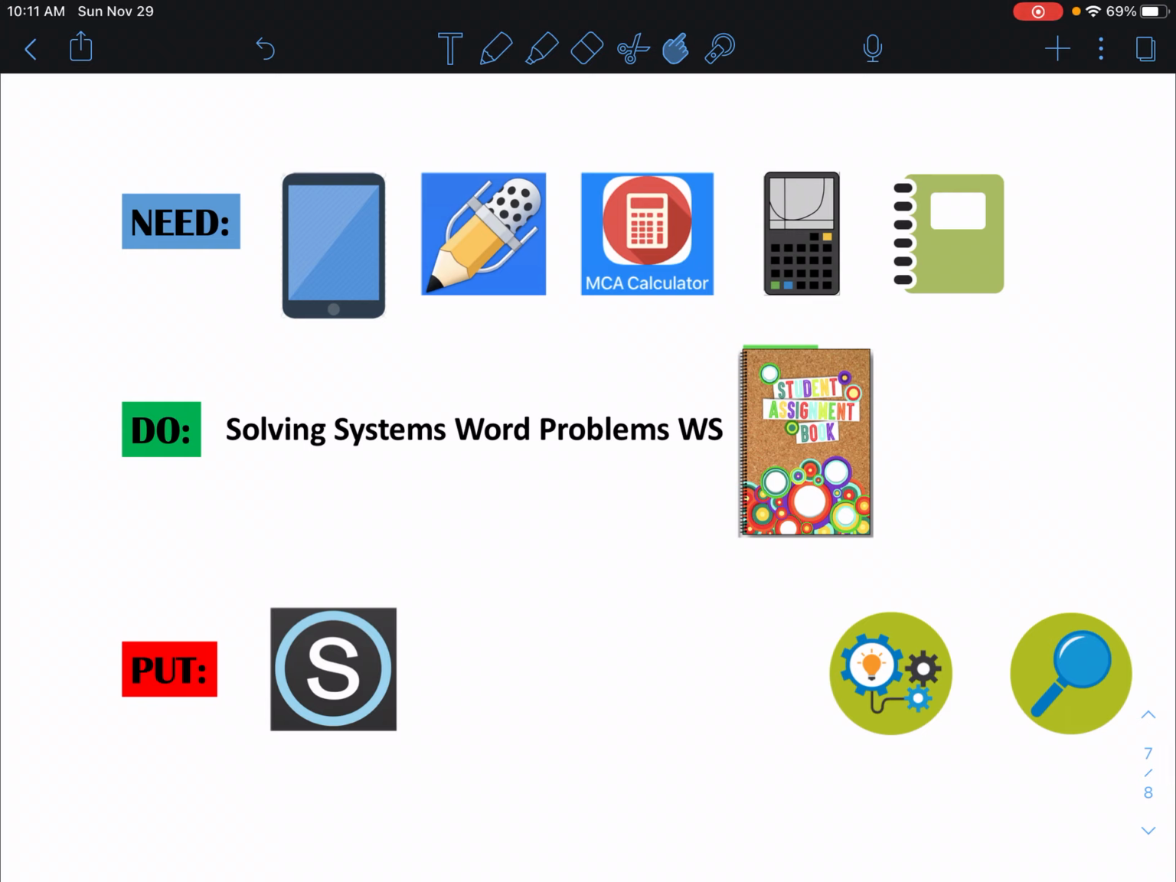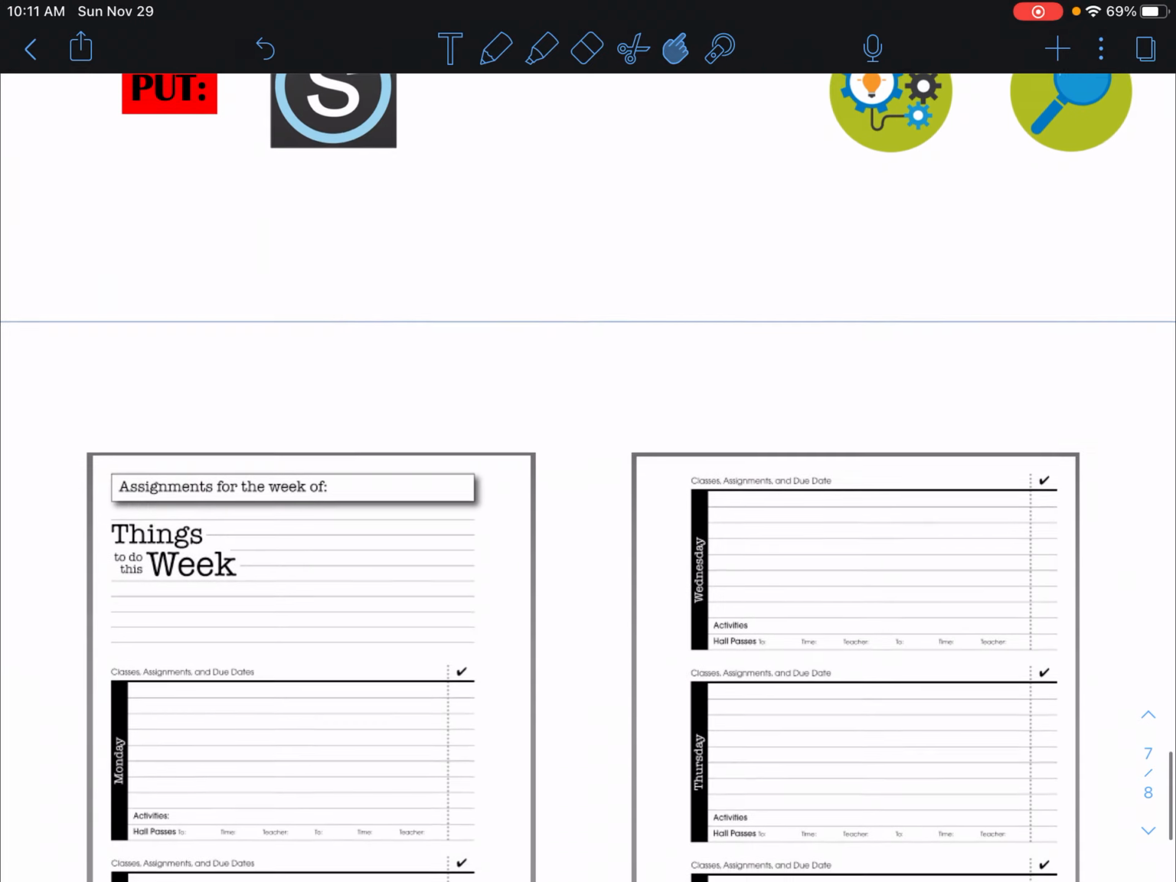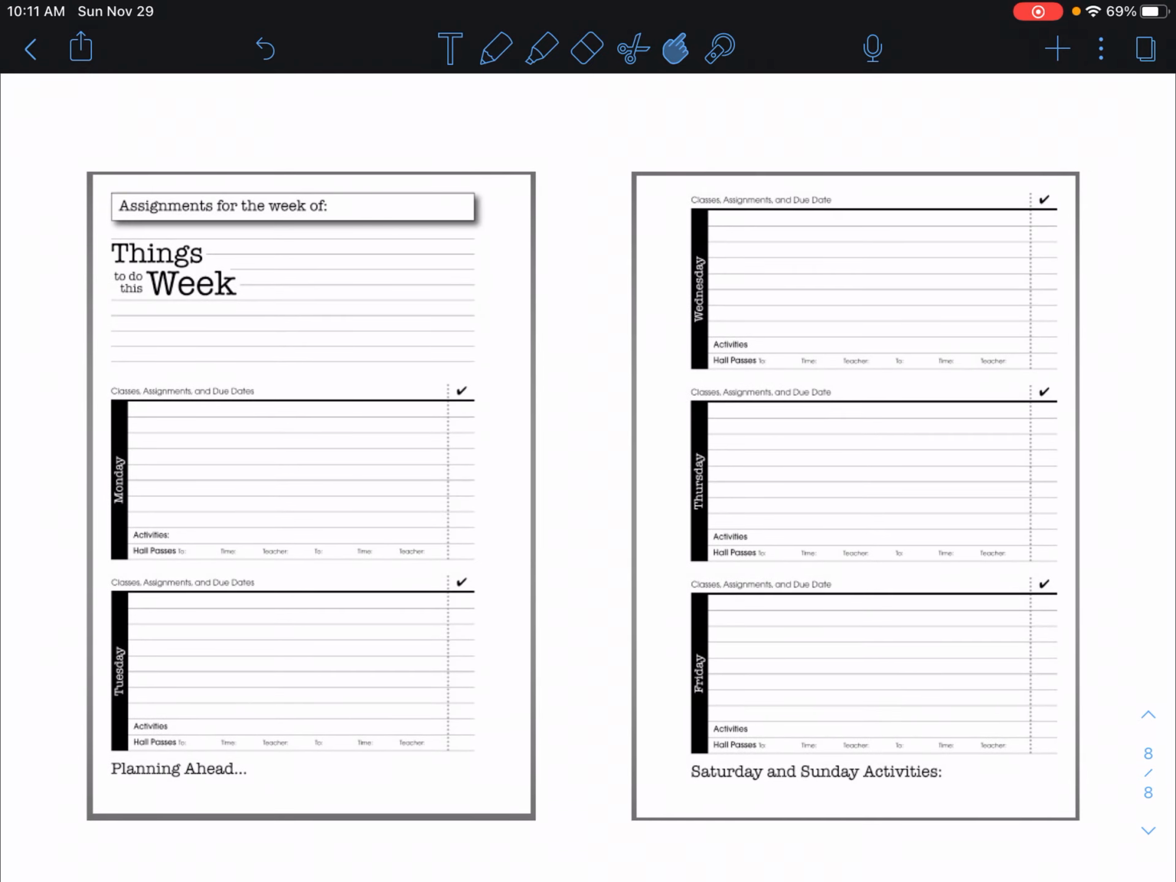Your assignment is 4 word problems, and the assignment is solving systems word problems worksheet. Write that into your assignment book for today. Okay, open it up and put that in there. Good luck.